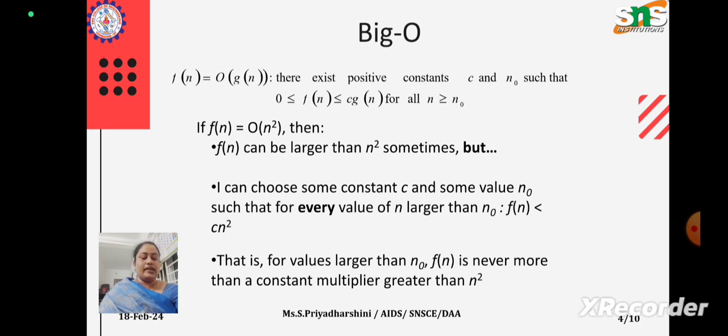What is n square? It is a quadratic function. And here if we talk about n, that is a linear equation. Now which will be dominating in quadratic and linear? Obviously n square will be dominating.